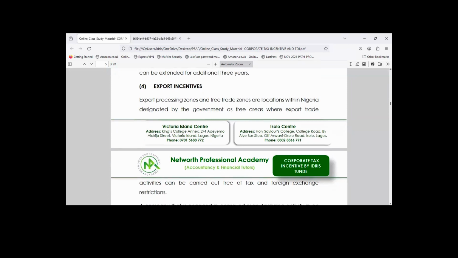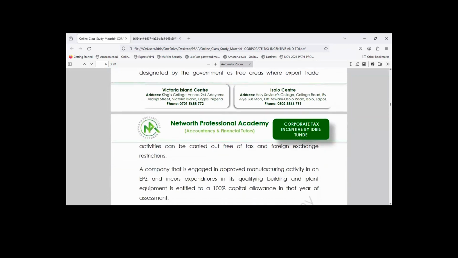Export incentive. Any company located within the export processing zone, which is a place the government created, produces goods for the purpose of exporting those goods out of Nigeria.